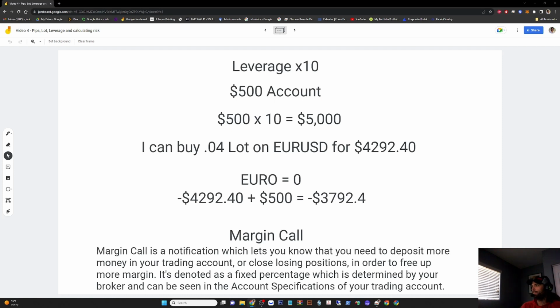It's denoted as a fixed percentage which is determined by your broker and can be seen in the account specifications of your trading account. Your broker will likely freeze your account and sell or buy back your positions if you're unable to put more money in your account. Even if you're able to bring your account to a positive balance, you might have restrictions added, which has happened to me before and just isn't fun. And for me, it was a certain period of time before they relieved me of the restrictions.